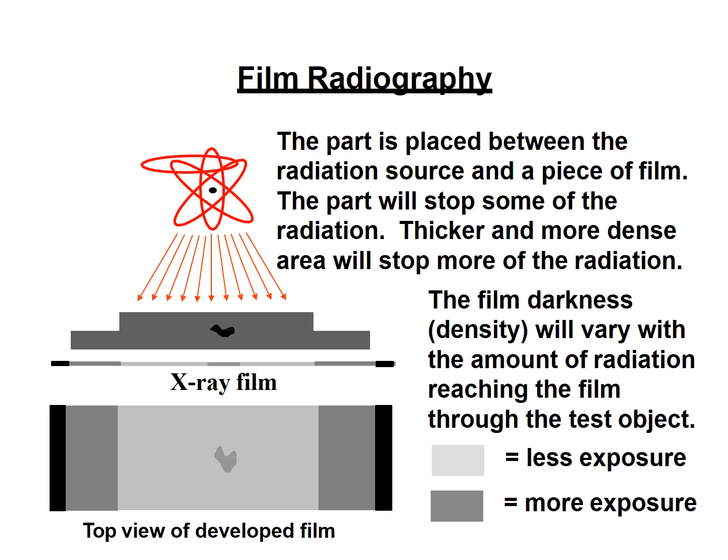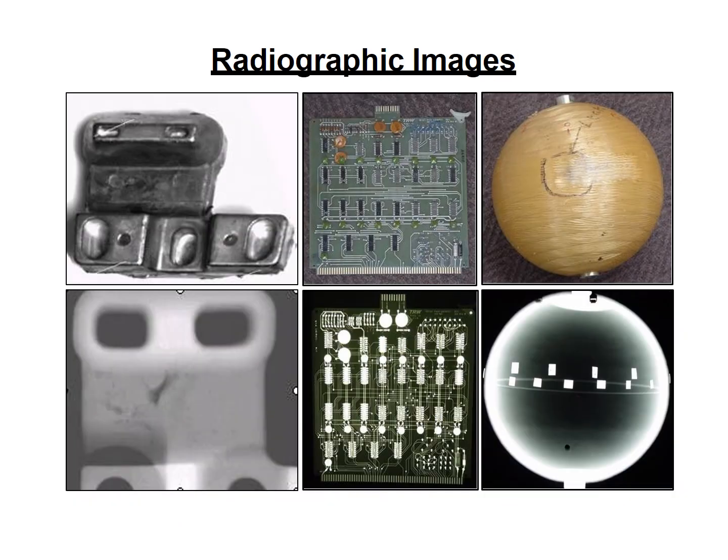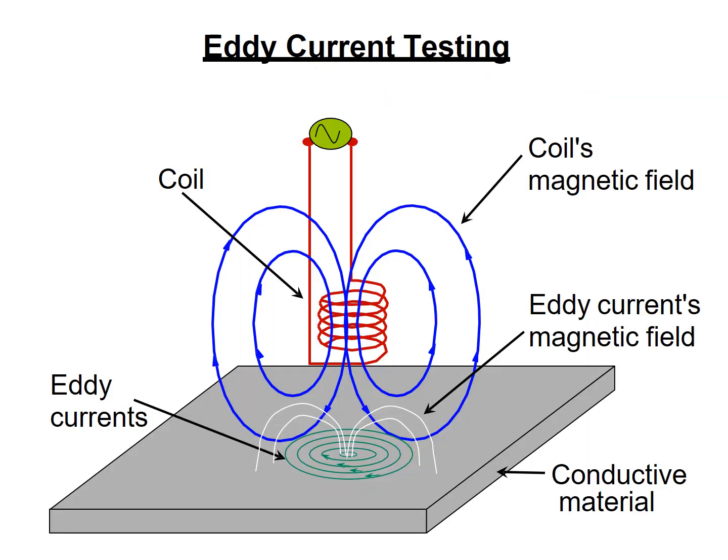The thicker and more dense area will stop more of the radiation. The film darkness will vary with the amount of radiation reaching the film through the test object. If the film has less exposure, then the thickness is okay. If it has more exposure, the thickness is going to be small. These are the images or the results that can be found through the radiographic method of testing.